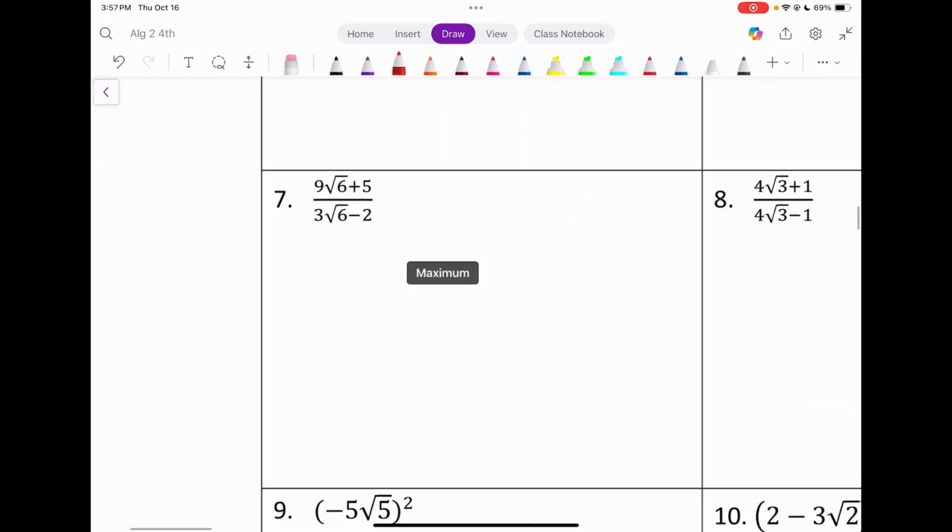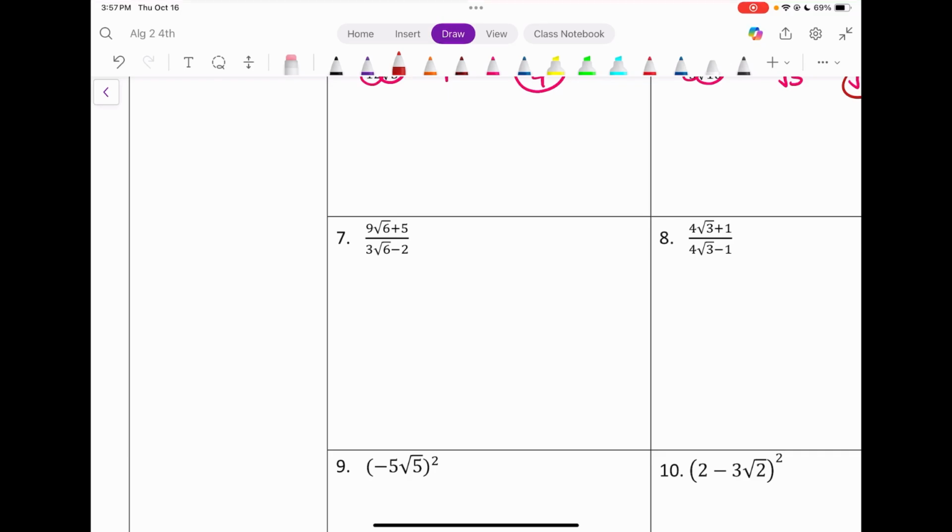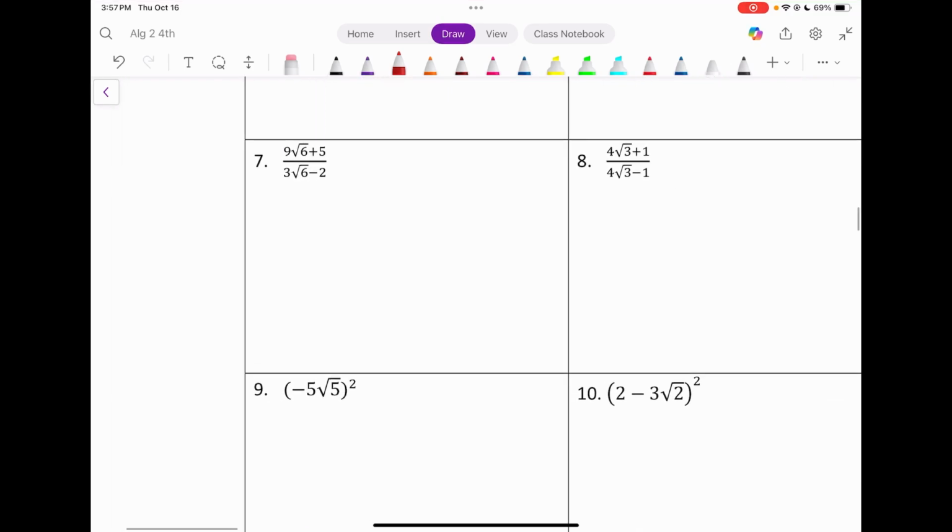If the bottom is a binomial, and we'll just work a few more of these. If the bottom is a binomial, it's not so easy. We can't just multiply top and bottom by root 6. And what I mean by a binomial is if it has a plus or a minus sign. What we're going to do to get rid of this, we're going to multiply top and bottom by the conjugate of the bottom. 3 root 6 plus 2.